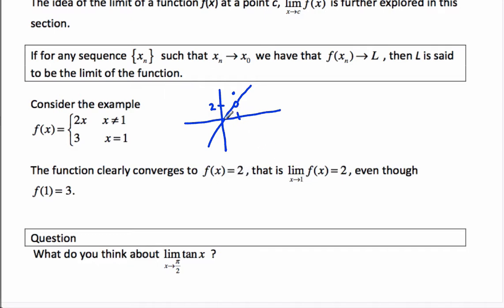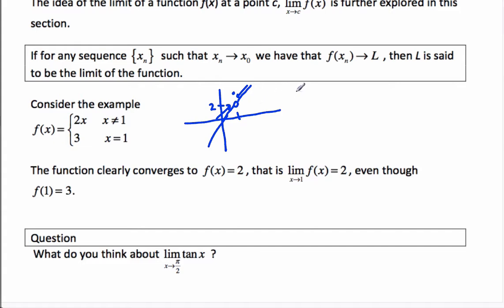So if you look at going this way, the y values get closer and closer to 2, and going this way, the y values get closer and closer to 2. So the limit does exist even though it's discontinuous here.